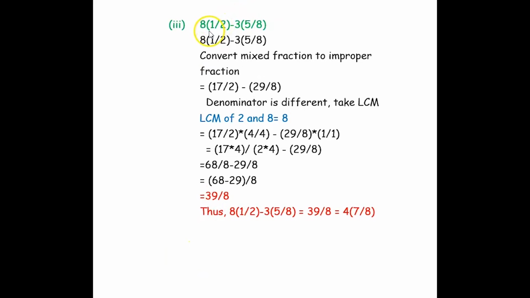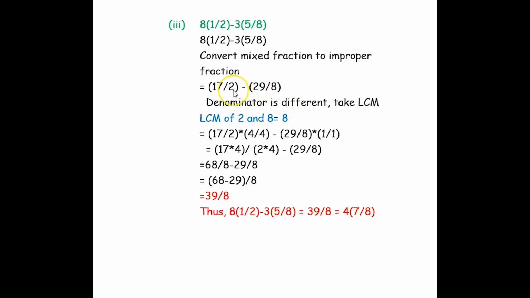Next example is 8 1/2 minus 3 5/8. So 8 1/2 and 3 5/8 both are mixed fractions. So our first step is we want to convert these mixed fractions into improper fractions. So how will you convert 8? 8 times 2 is 16, plus this numerator 1. So it is 17 divided by 2, minus 8 times 3 is 24 plus 5 will be 29 divided by 8.